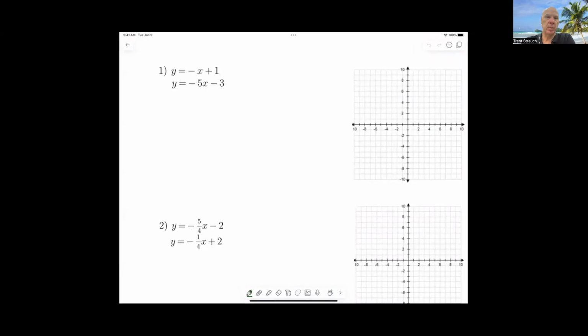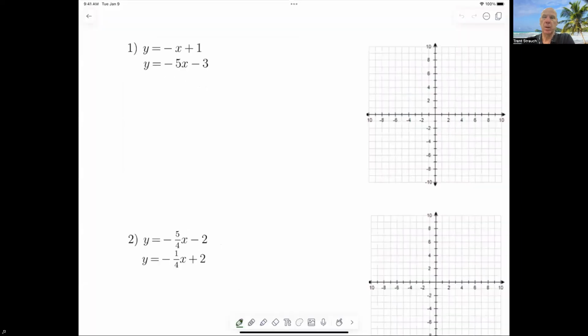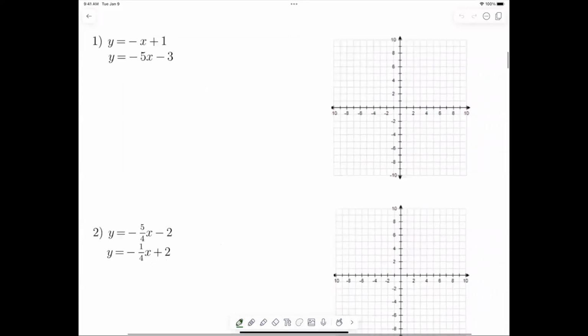All right, it really shouldn't be a big deal. All right, so let's go ahead and make sure you remember how to do this. First and foremost, we have graphing negative x plus 1. So remember, your y-intercept is what? 1. So that means you go up 1, plot a point.